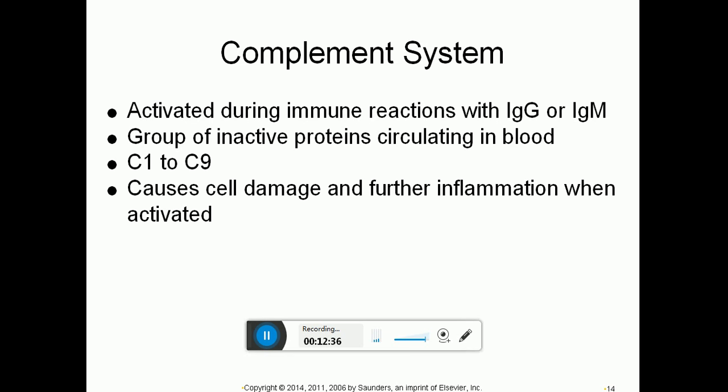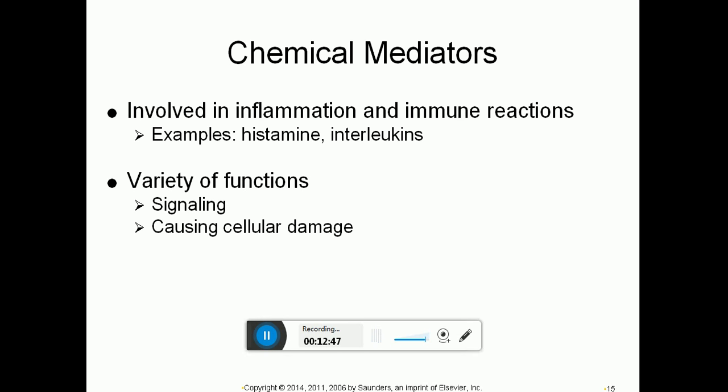So it will go through all of these cells. If that doesn't work, the IgG or IgM will activate complement system. But again, it's a very aggressive system that leads to a lot of tissue destruction. Now, what are the chemical mediators that all of these cells communicate together with? Well, we talked about the interleukins. There's also histamine.